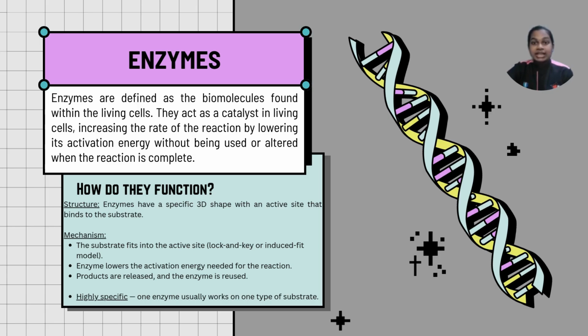Once the substrate binds, the enzyme lowers the activation energy required for the reaction, helping it occur faster. After the reaction, the products are released and the enzyme can be reused. Enzymes are highly specific, meaning one enzyme usually only works on one type of substrate.